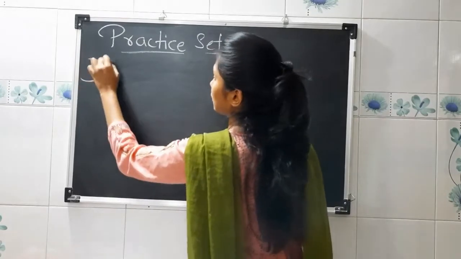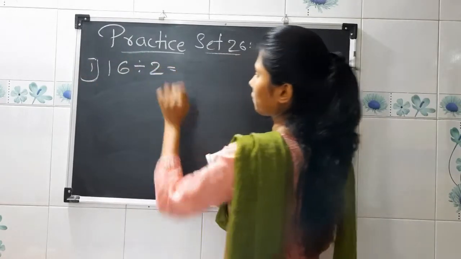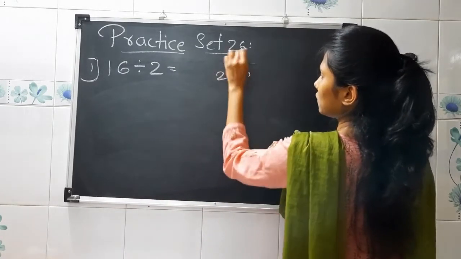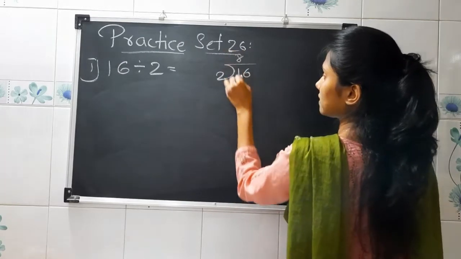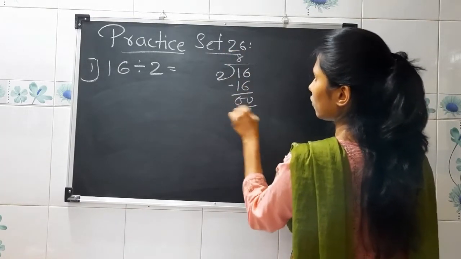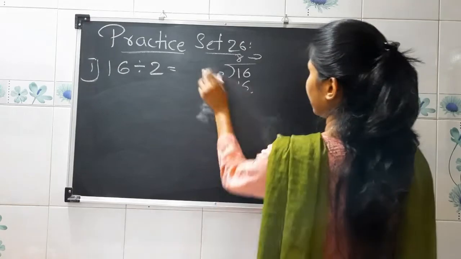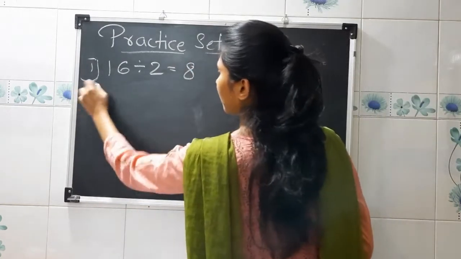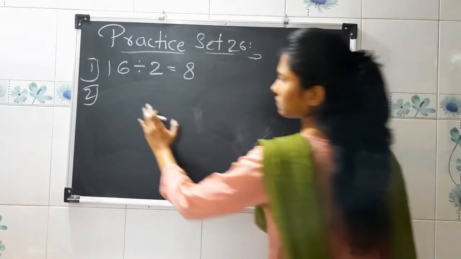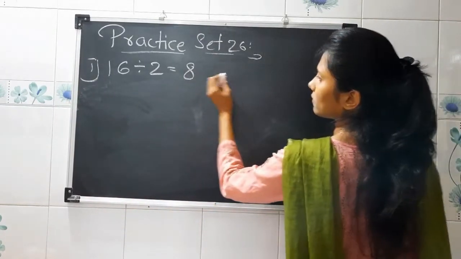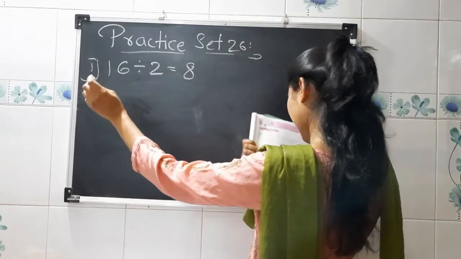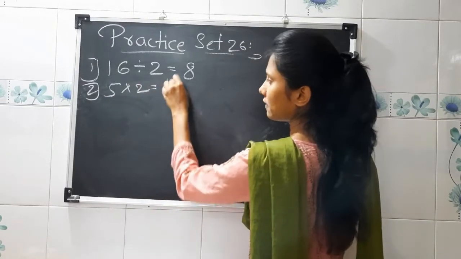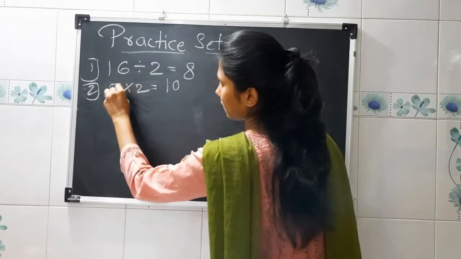The first expression is 16 divided by 2. Now if we divide 16 by 2, how many 2s are 16? 2 eights are 16. Okay, so we got the answer 8. So 16 divided by 2 is 8. Got it? Then the second expression is 5 multiplied by 2. 5 2s are 10. We got the answer 10.